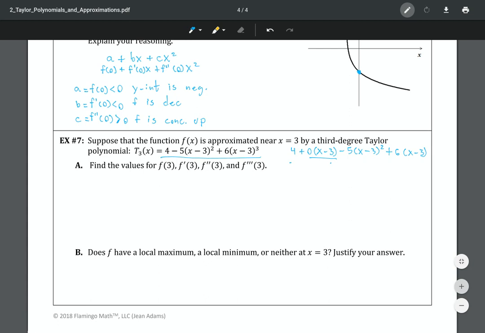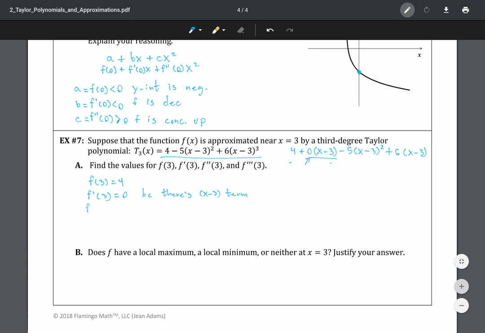So f of 3, there's not a whole lot of tricks to it. f of 3 is just 4. We know it. It's just right there. Now, f prime of 3, well, the derivative at 3 must have been 0, because that's what I got here. It's not even on there. So I'm right, because it's not asking to justify, but there you go. There's no x minus 3 to the first power term.